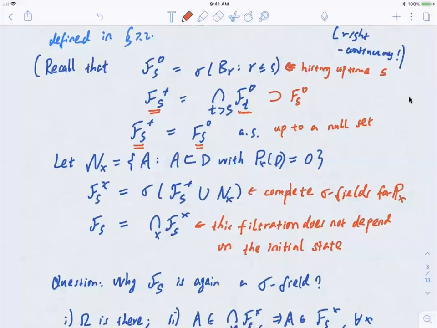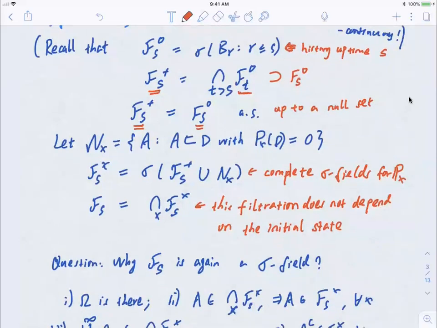Usually later we use this convention for how to define F_s. First, we add all the null sets. If D has probability 0, then all subsets of D, even if not measurable, we put there. Then we take F_s^+ and take the union with the null sets.